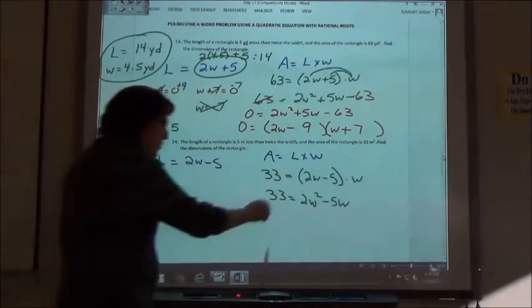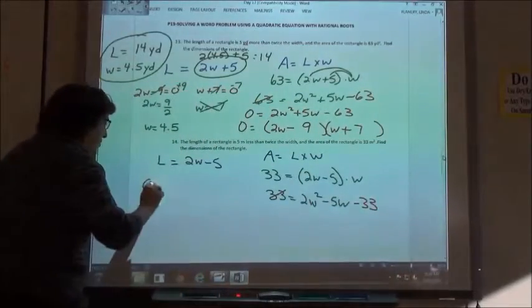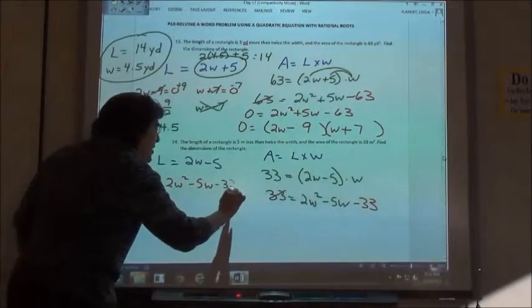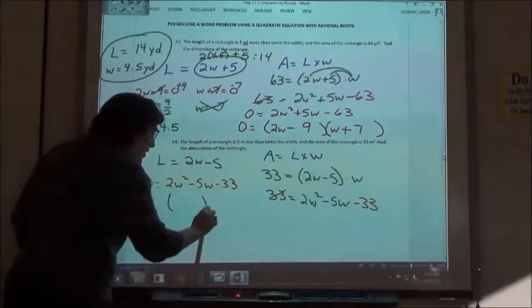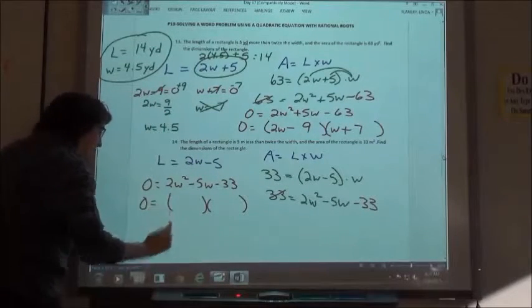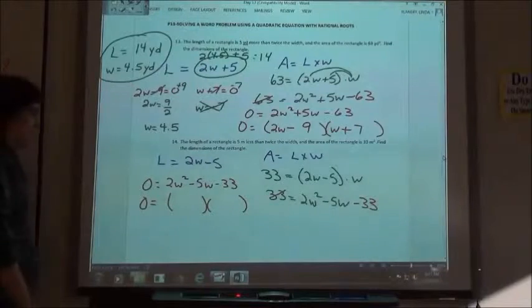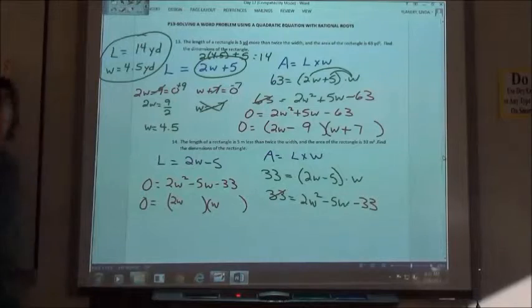Minus the 33 to move that over to the other side. So 0 is going to equal 2w squared minus 5w minus 33. So now we need to solve that by factoring. Factors of 2w squared: 2w and w. My signs.